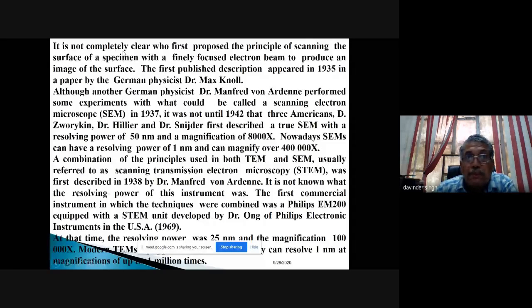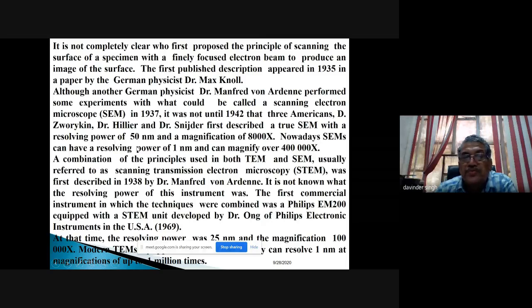It's not completely clear who first proposed the principle of scanning the surface of a specimen with a finely focused electron beam to produce an image of the surface. The first published description was in 1935 in a paper by German physicist Dr. M. Noll, although another German physicist performed some experiments in 1937 that could be called a scanning electron microscope. It was not until 1942 that three other American scientists developed one with magnification and resolution up to 50 nanometers and 8,000x.